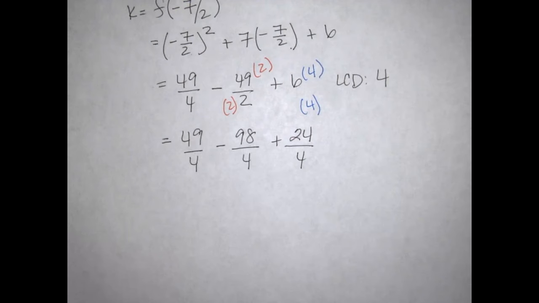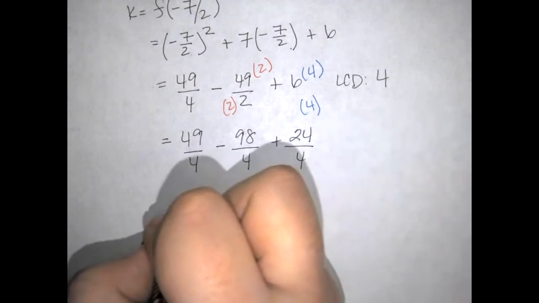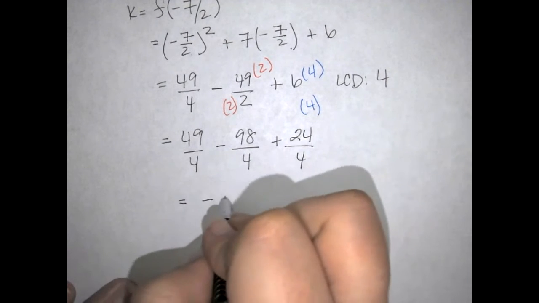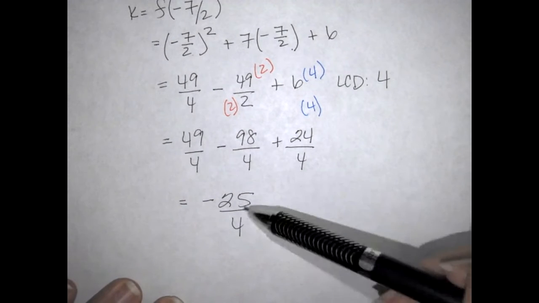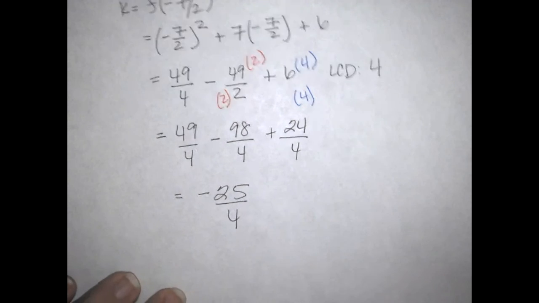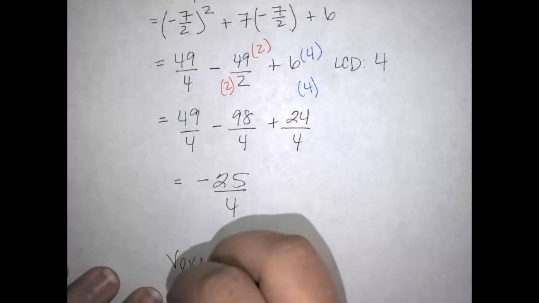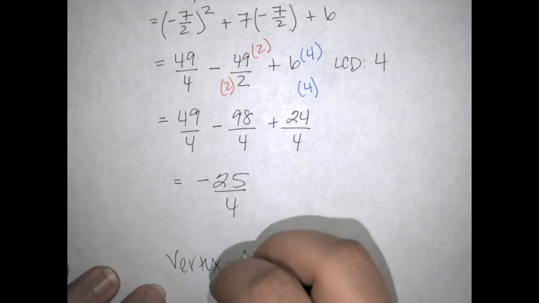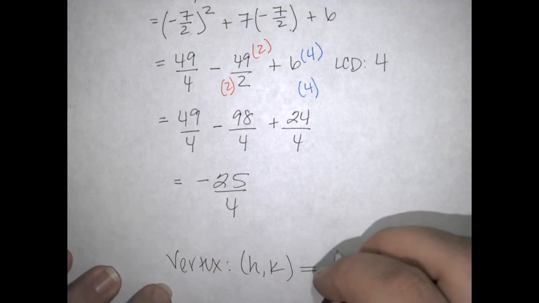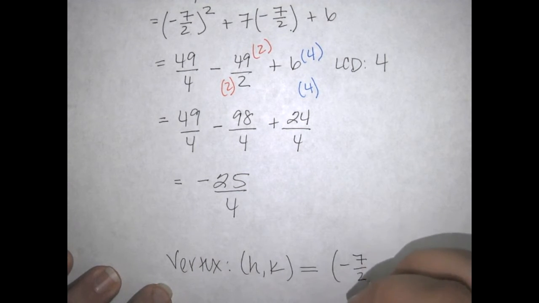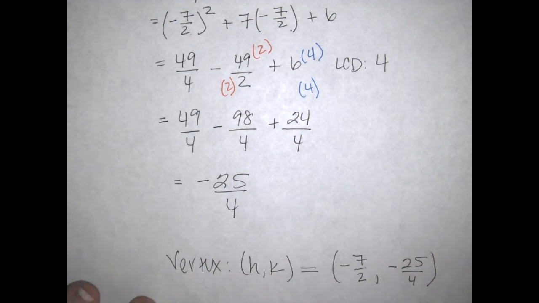So we've got the 49 minus 98 plus 24. And that whole thing is going to give you negative 25 over 4. The last thing you would look at is, do these values reduce? And in this case, they don't. So your vertex is again hk, which is going to be negative 7 halves, negative 25 over 4. Okay.